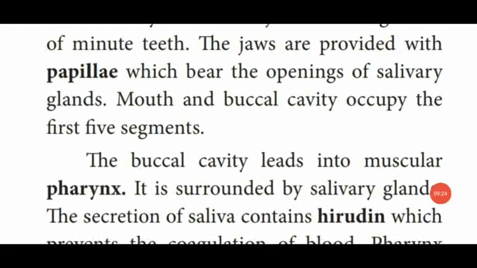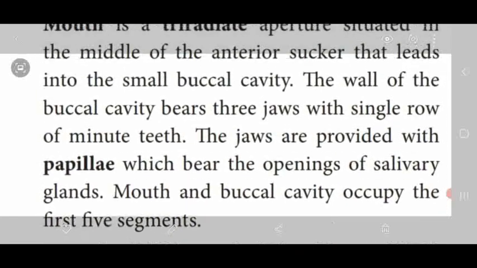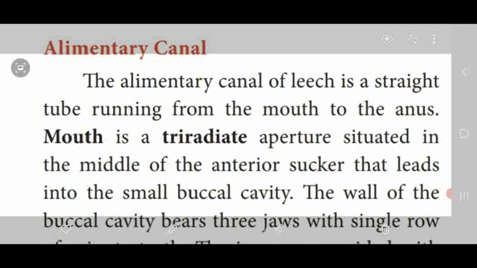This mouth and buccal cavity are present in the first 5 segments of the leech body. So the first topic is the alimentary canal. The alimentary canal of a leech is a small, long, tubular structure that starts from the mouth and ends at the anus.